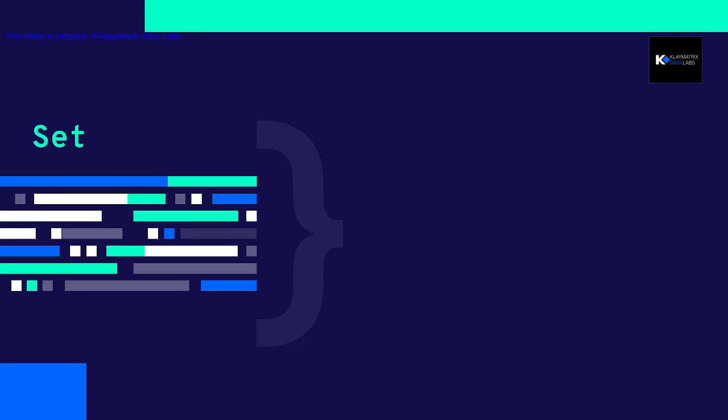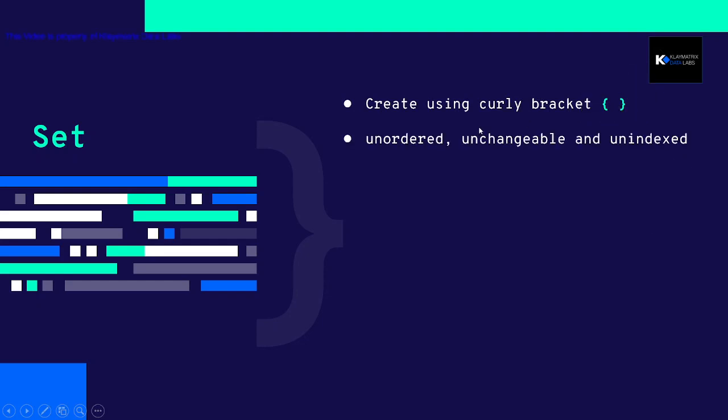Next that we have in data structures is set. Sets are created using the curly brackets. These are unordered, unchangeable, which means immutable, and unindexed. Unindexed is very important and akin to sets.